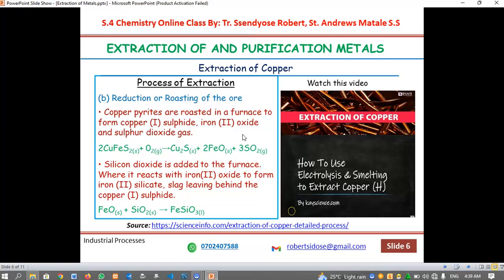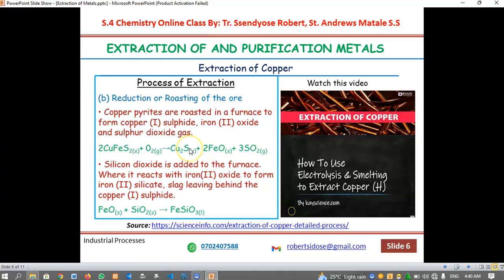copper pyrites are roasted in a furnace to form copper(I) sulfide, iron(II) oxide and sulfur dioxide, as represented in the equation below. Then silicon dioxide is added to the furnace, where it reacts with iron(II) oxide from this equation. Remember this copper pyrite. Now it was crushed using the other method of concentrating ore, and we get powder.